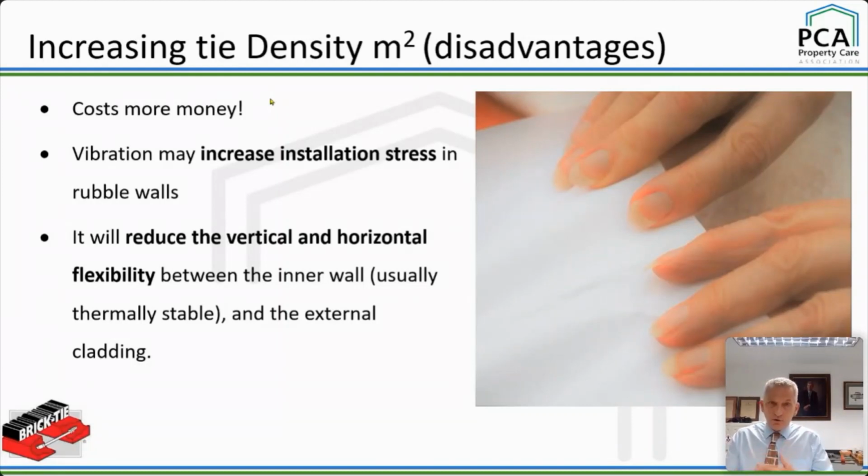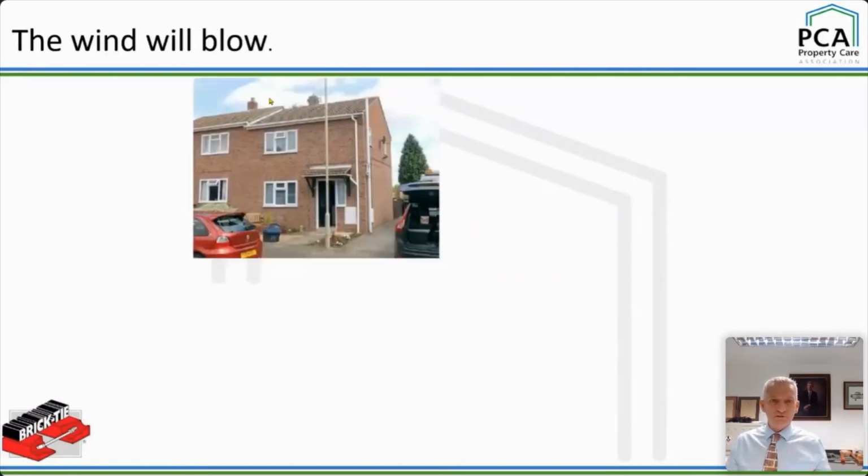We've got movement joints in the outer leaf and various other things, and we recognise the outer leaf moves in relation to the thermally stable inner leaf. As we insulate the houses, the interior will get more stable and the exterior will get less stable thermally. So you're bound to get differential movement, so don't over tie it.